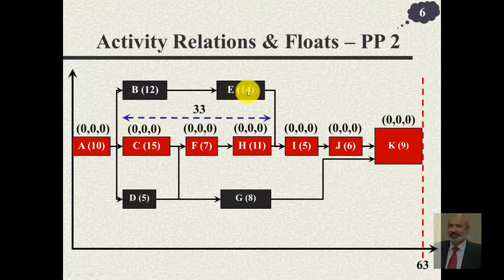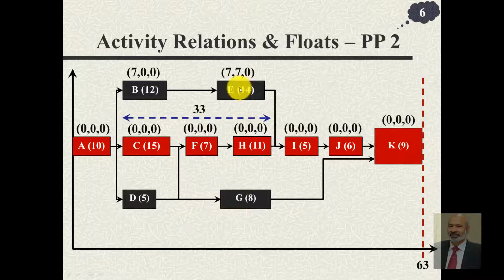Let us consider this path or segment of this path. The total time on the critical path for activities C, F and H is 33 days. In the same time, activities B and E have to be performed, and the total time B and E take is 26. So 33 minus 26 is 7, and so 7 comes as the total float of activities B and E.